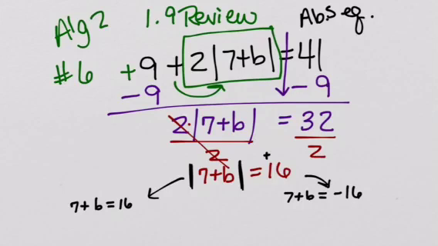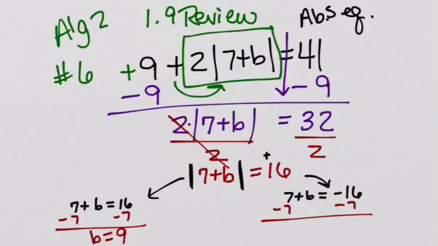Now what I'm going to do is just solve this multi-step equation by getting the variable alone. I'm going to subtract 7 from both sides, so b equals 9. And then over here on the right-hand side, I'm going to do the exact same step. Subtract 7 from both sides, and b will also equal negative 23. Now the only thing that you have to be careful for is, do both of these answers actually work? Because if they don't, then something is wrong.